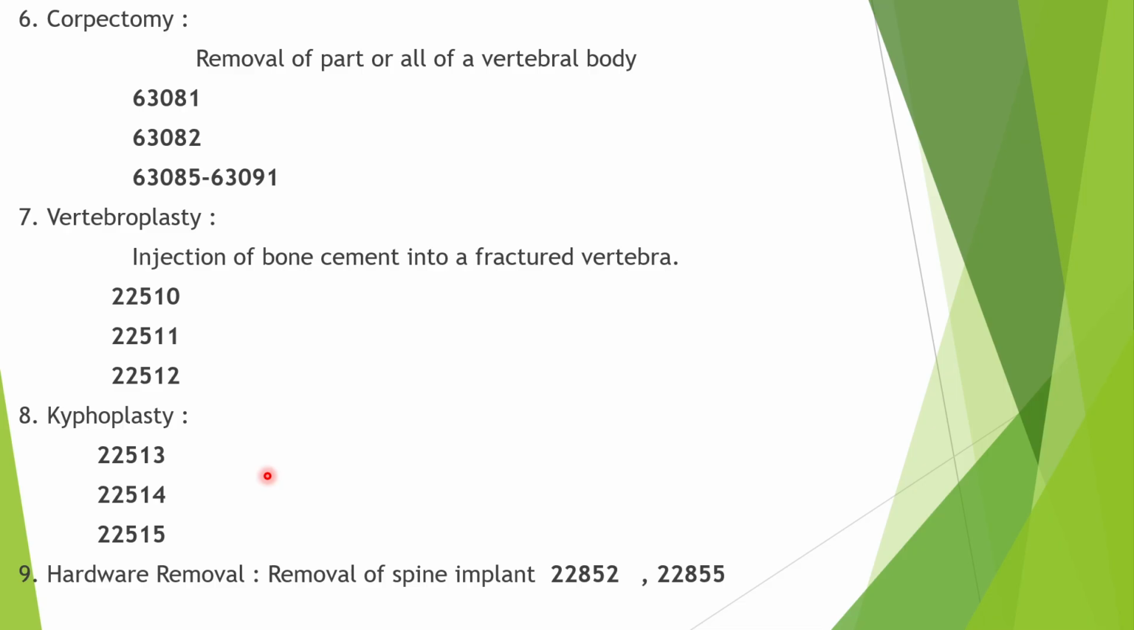Now the next one is hardware removal. So hardware removal is 22852, 22855. So these are for when previously implanted spinal hardware such as plates, rods, screws, hooks, or cages are removed. This is done when the implant is loosening, implant breakage, infection, pain due to hardware, or fusion has healed and the hardware is no longer needed. So that is the reason the hardware removal is done.